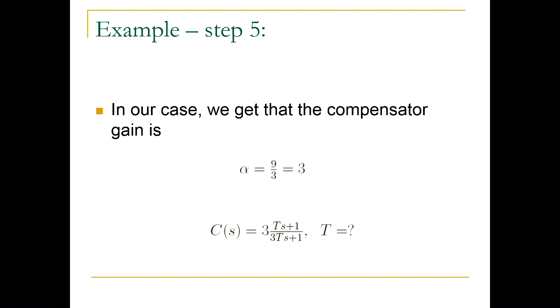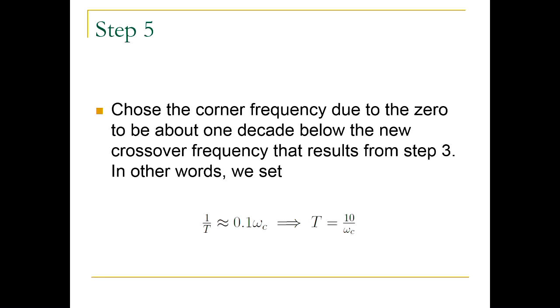So now we know that the compensator transfer function will be 3 times (Ts plus 1) over (3Ts plus 1). This is the general parameterization where we set alpha equal to 3. And the question is, what should T be? How do we pick T now? The last step is really to determine what T is.